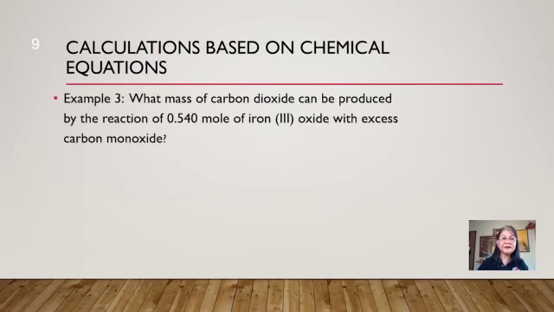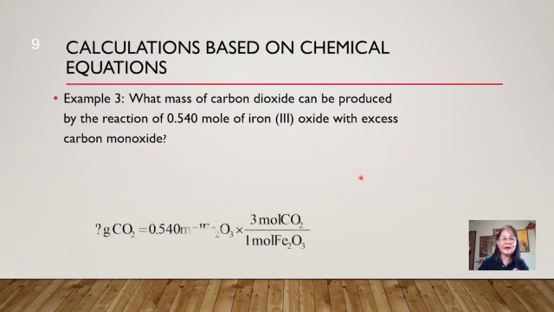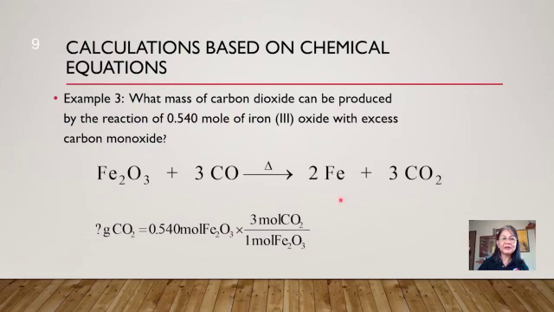So let's have another example. Still on the same chemical equation, what mass of carbon dioxide can be produced by the reaction of 0.54 mole of iron oxide with excess carbon monoxide? Same reaction, same chemical equation is going to be used here, but this time what is given is the number of moles of the reactant iron oxide, and you are asked to determine the mass of carbon dioxide.